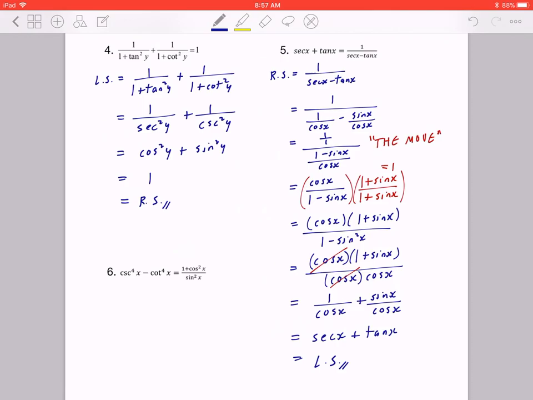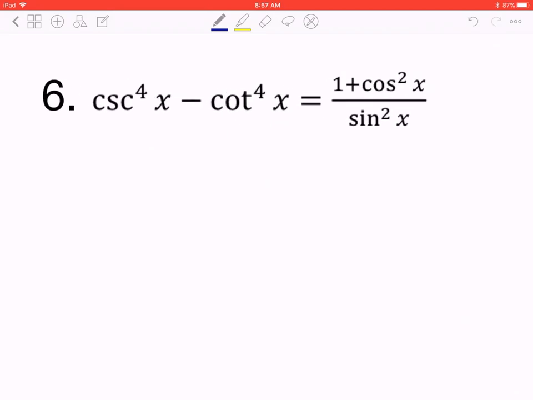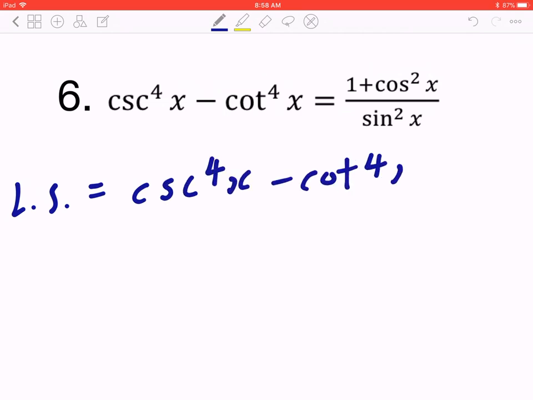One more example. Let's finish strong. Cosecant x to the power 4 minus cotangent x to the power 4 equals 1 plus cosine x squared divided by sine x squared. Again, the more difficult side appears to be the left, so you can copy it first. When you look at the right, notice the exponent is 2. So it's going to be something squared, something squared. So there's no power of 4.